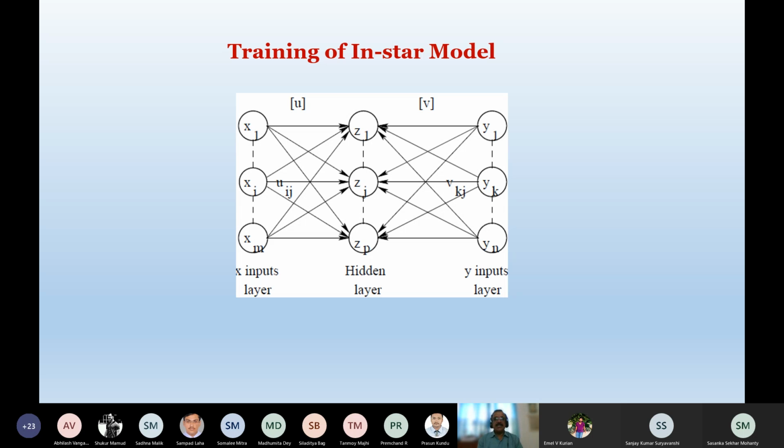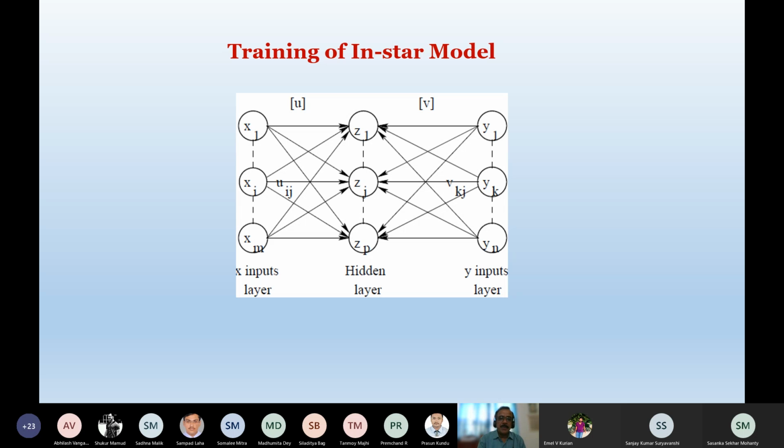Now, let me first concentrate on the training of the instar model. If you remember, what is there in the instar model? The instar model is nothing but two input layers and one hidden layer. Here you can see the two input layers: x1, x2, xi, xm is one input layer, and the second input layer carries information of y, that is y1, yk, yn. Those are nothing but the corresponding responses.